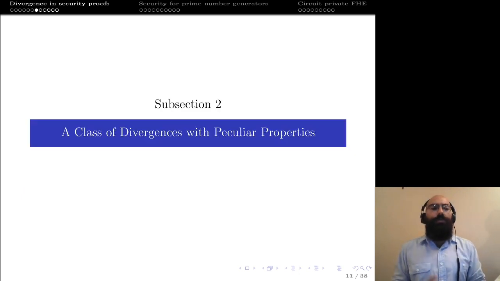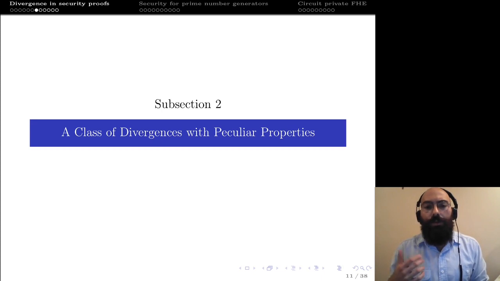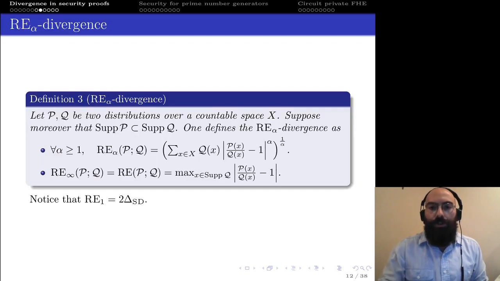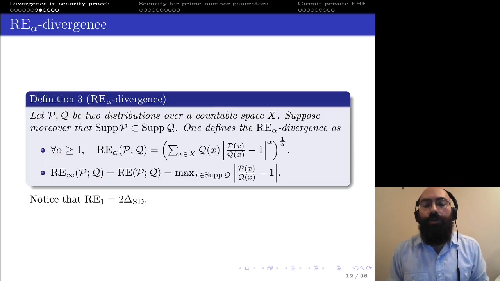So that's it for Renyi divergence. Now I'm moving on to a new class of divergence that we introduced in the paper with Thomas. We call it the relative error of order alpha. It is also a continuous class of divergence with the real parameter alpha between 1 and infinity.